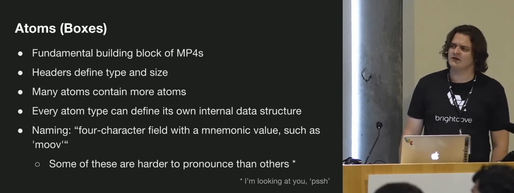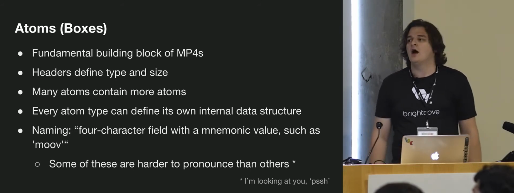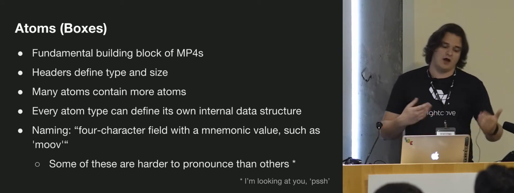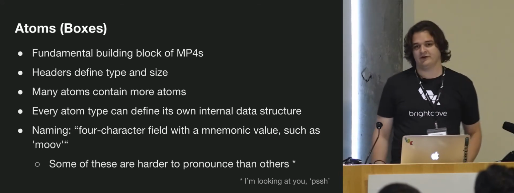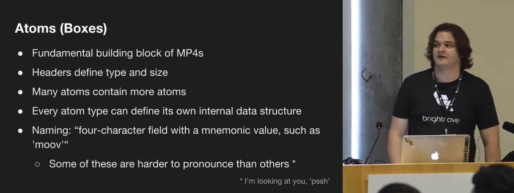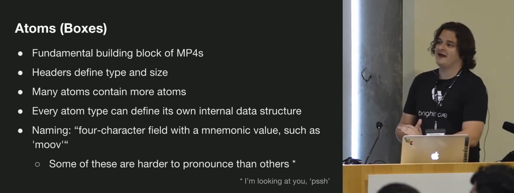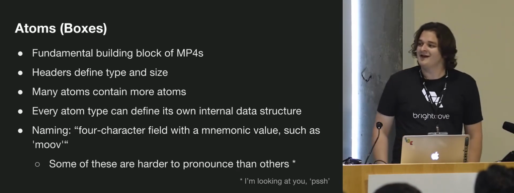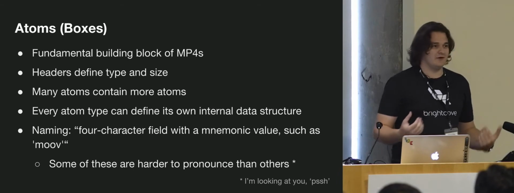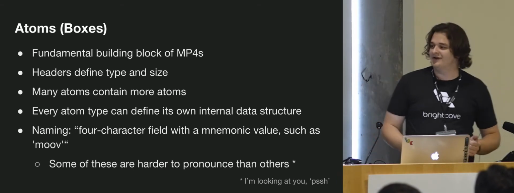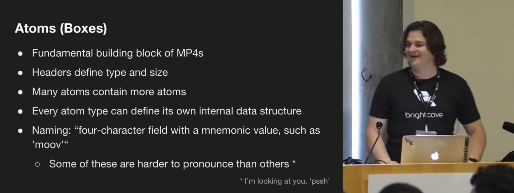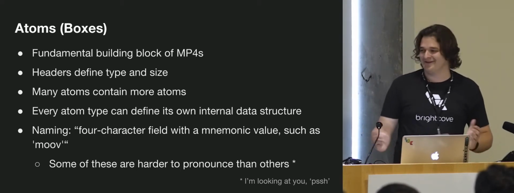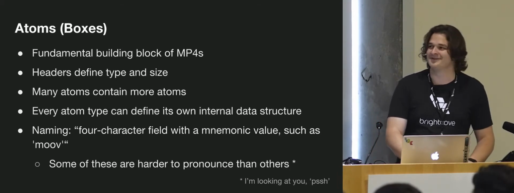Lots of atoms contain atoms underneath them. Every atom can define its own internal data structure, so you can't parse one atom with a rule for parsing another atom. Every atom is named with a 4-character field using a mnemonic value, such as moov. I try and pronounce these phonetically, so like moov and ftyp and push. So I'm actually trolling you, I don't. But yeah, I like to play the game of trying to pronounce these atoms.